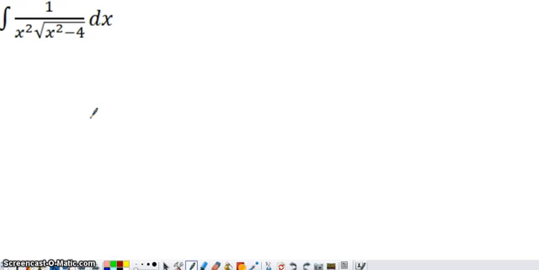You could try to do a u substitution next. So if you let u equal what's under this root, your derivative of x squared minus 4 is going to be 2x, and I don't think your cancellation is going to work out very well, so it doesn't really seem like a u substitution, at least not the obvious one, is going to work.